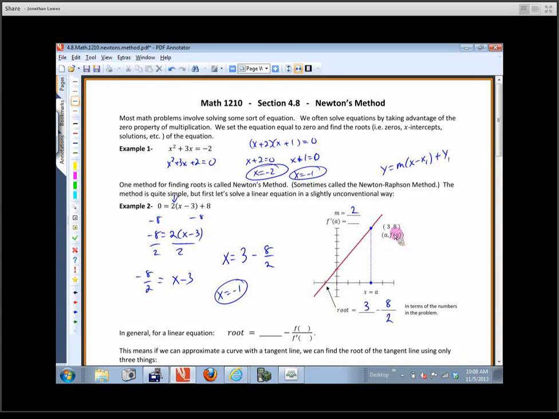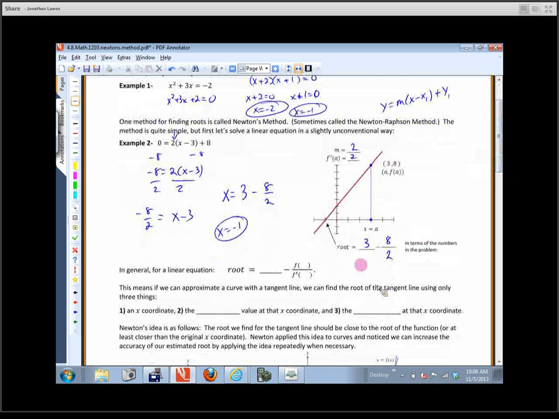So if we were to think in terms of calculus and generalize this idea, this point could be located at A. So the x-coordinate is going to be A. The y-coordinate is going to be f of A. And then we'd call the slope the derivative at that point. So the derivative in this case is going to be 2. In terms of the numbers in this problem, it would be the old x-coordinate.